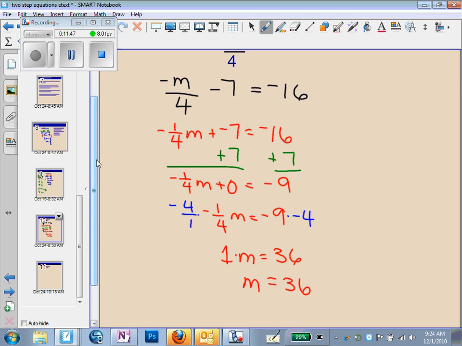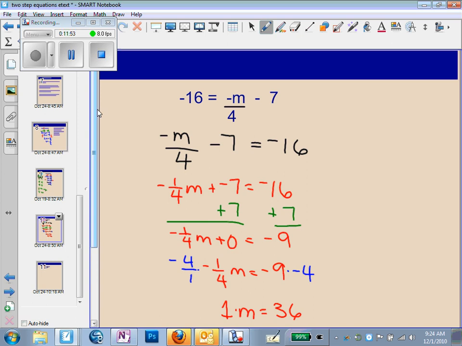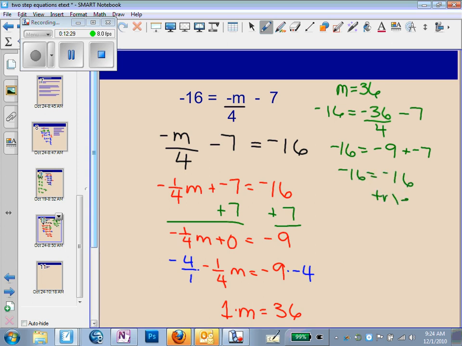Now we're going to do a check step so we can see how that works. And this is one that I want everybody to really watch for a check step. We know that m equals 36. Let's go back up here. Since m equals 36, I want to put that in the place of m in my original problem. So this negative in front of m means the opposite of m. So that's the opposite of +36. So I'm going to do -16 equals the opposite of +36 divided by 4 minus 7. So -16 equals -9 plus -7. And we see that that is a true statement. So we know that we have the correct answer.